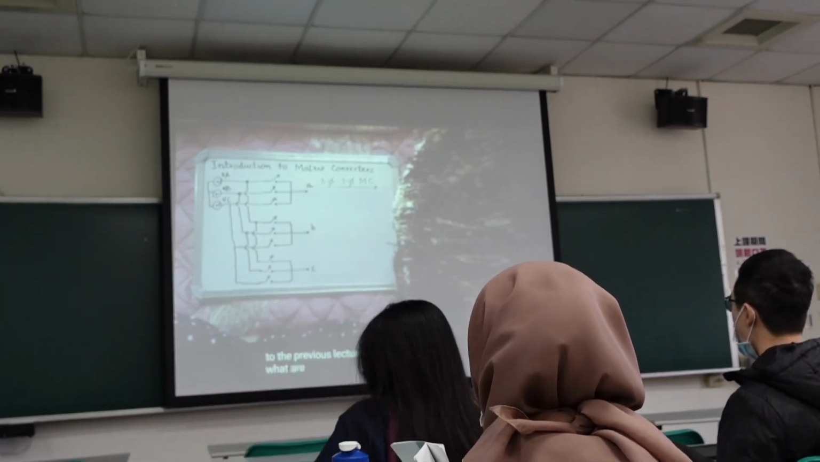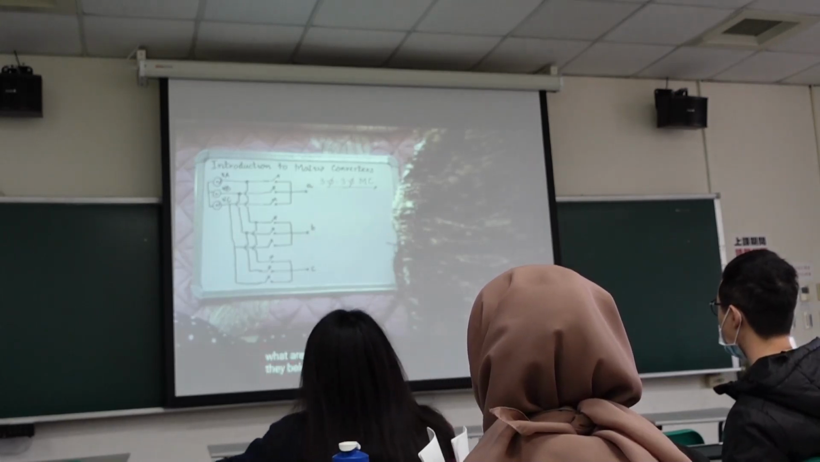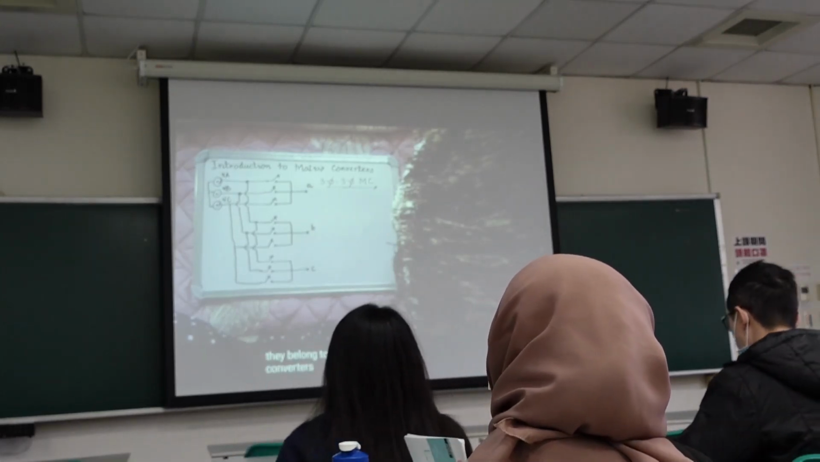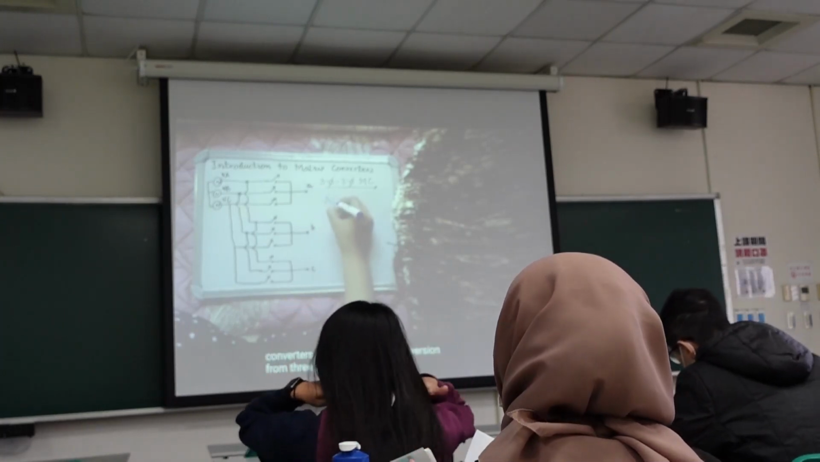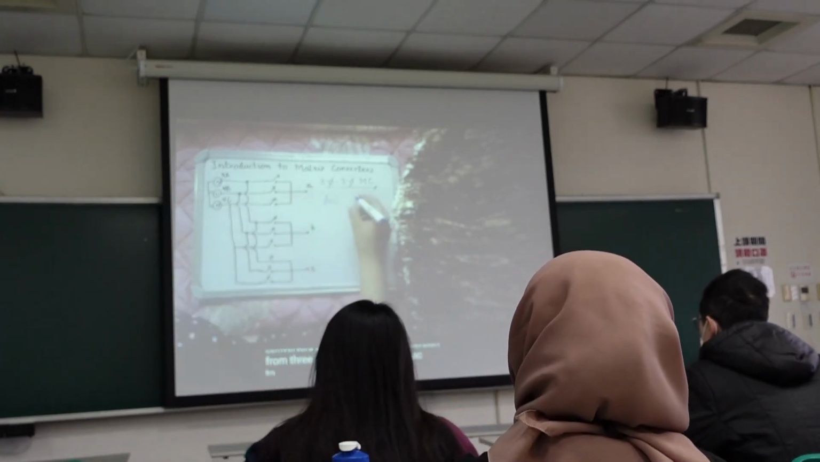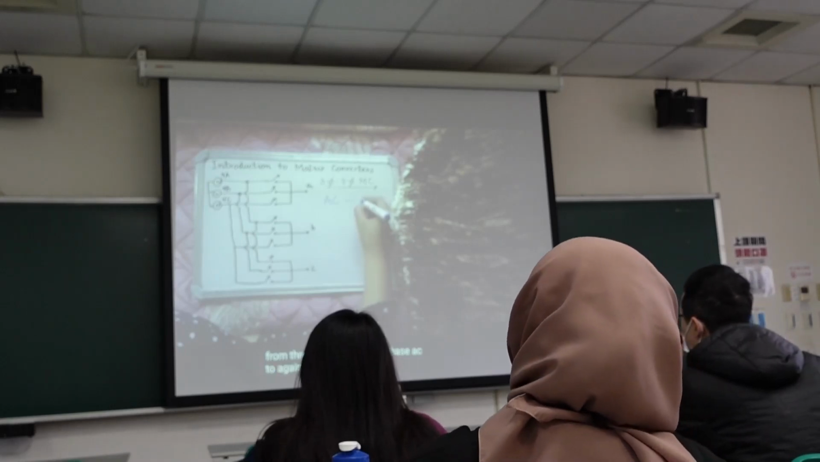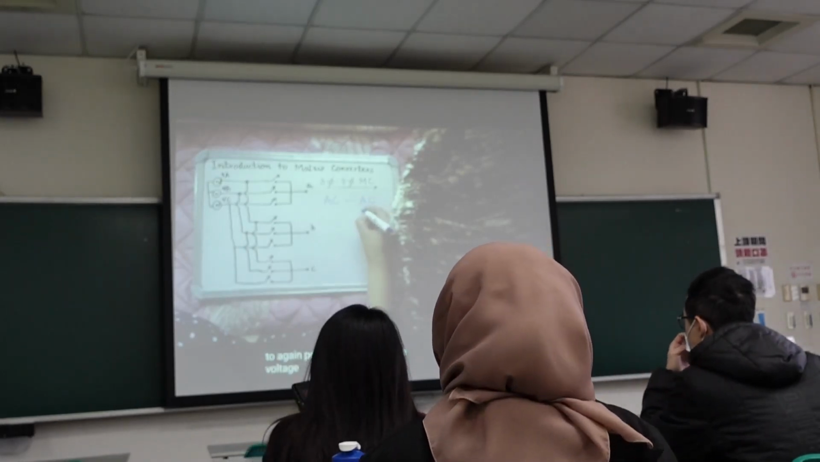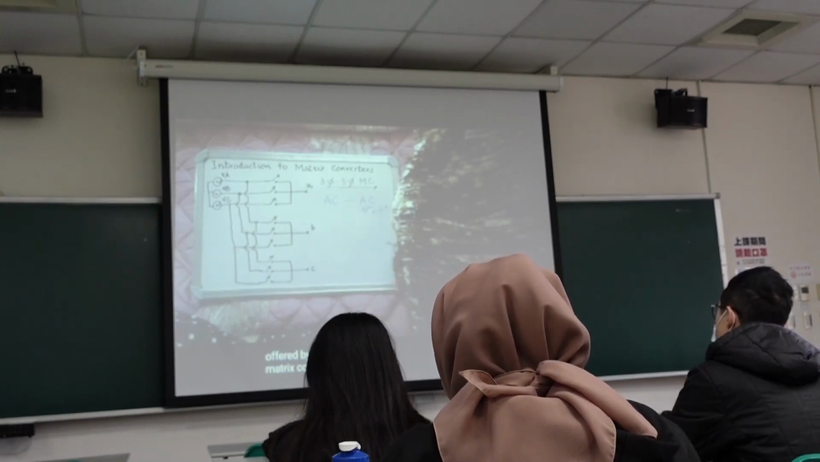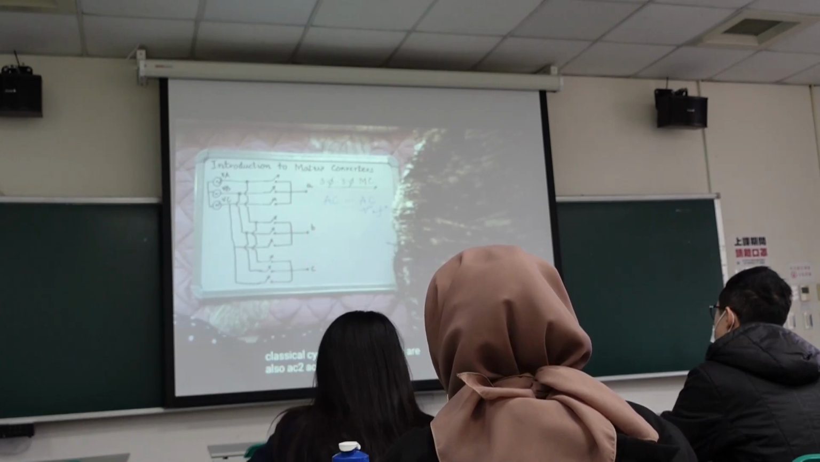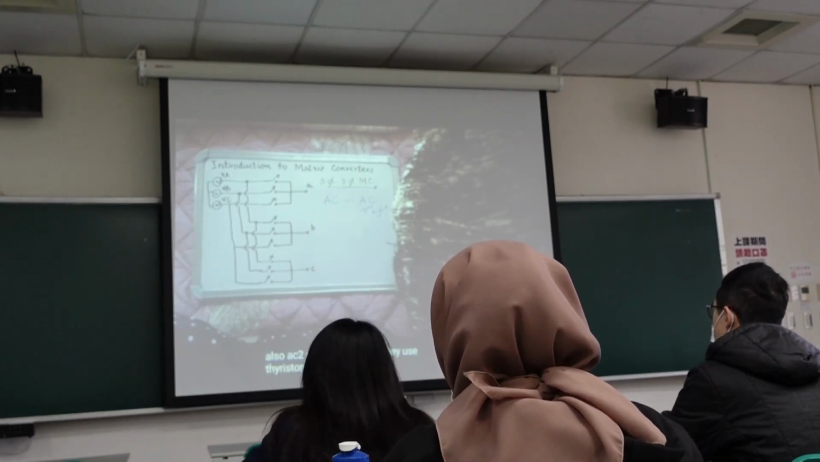So basically, what are matrix converters? They belong to the class of AC to AC converters. So we have AC to AC direct conversion, from three-phase AC or from polyphase AC to again polyphase AC at variable voltage. So input is AC, output is AC. We can change voltage and frequency as output. Classical cycloconverters are also AC to AC converters, but they use thyristors.